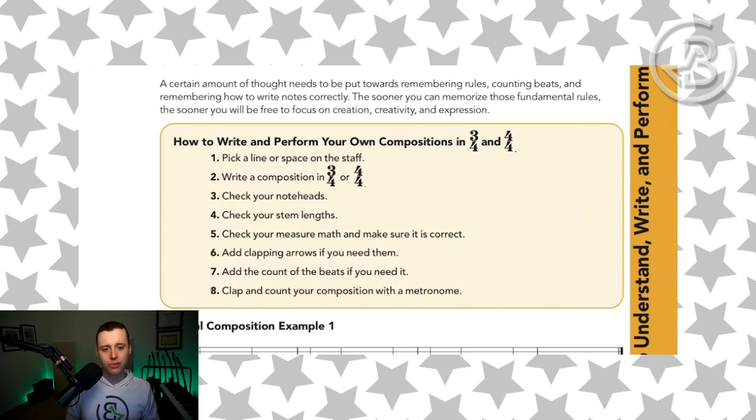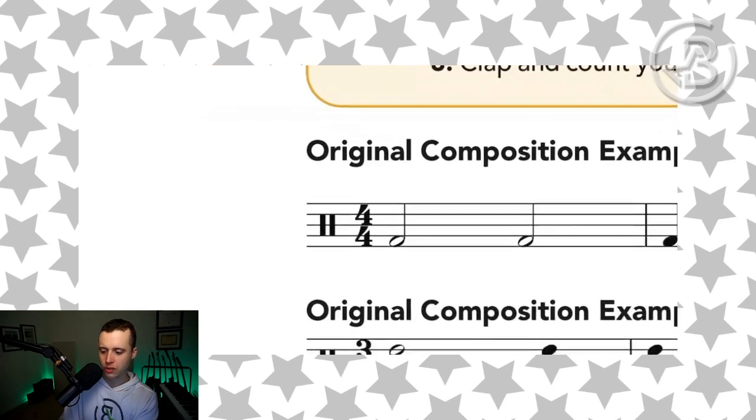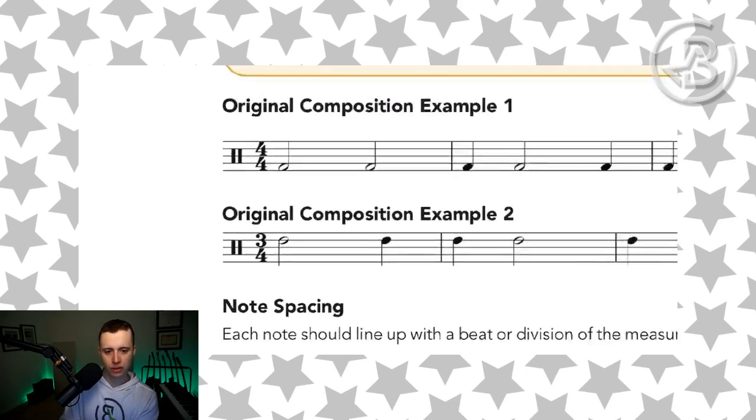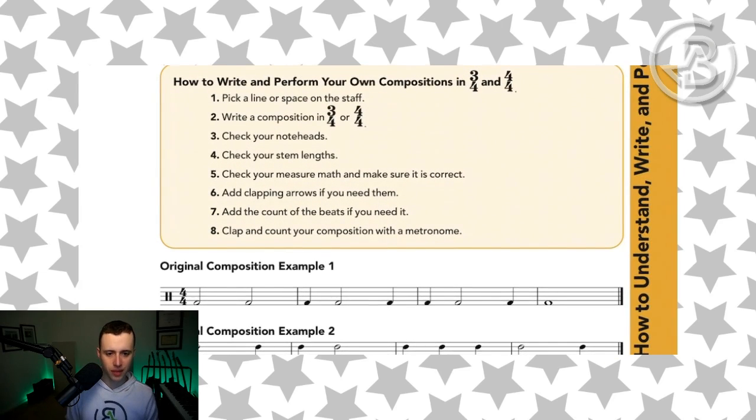So to write and perform your own compositions in 3/4 and 4/4, you're going to pick a line or a space on the staff. You can write all the notes on one line or space of the staff, not different lines. You can pick one line or one space, and I'll show you down here. We have one composition where all the notes are in space 1, and here's a composition where all the notes are on line 4. So you pick one line or one space of the staff. Then you write your composition in 3/4 or 4/4.